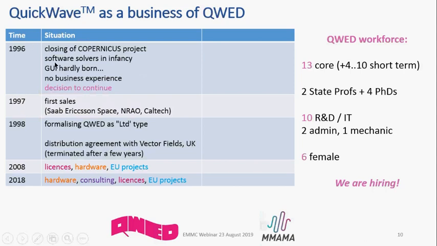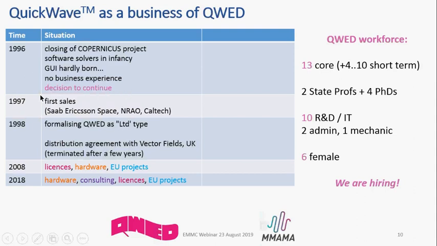So with the decision to continue in '96, just the 4 people, 4 main authors of the software, keeping our academic jobs, which meant we were full-time academics and devoting our spare time, so-called spare time, to the software development, we brought it to a level when in '97 we got first sales to Sub-Erickson Space, to National Radio Astronomy Observatory in the US, to Caltech, a leading university, and also to JPL. We formalized our company in '98 to the Ltd type.